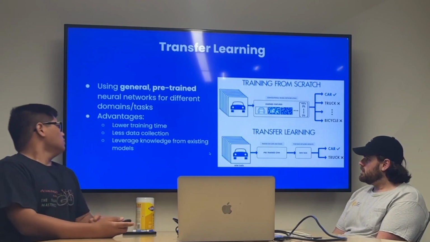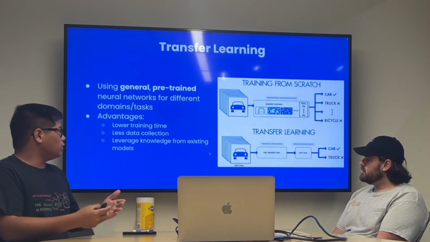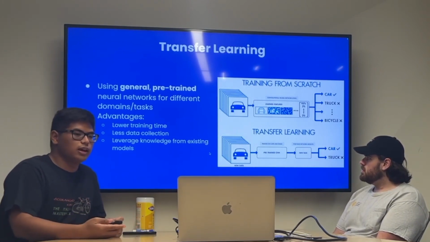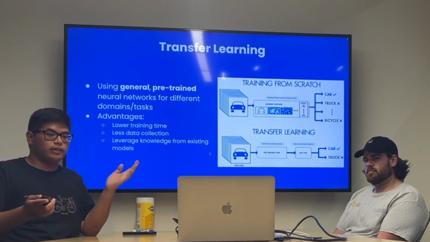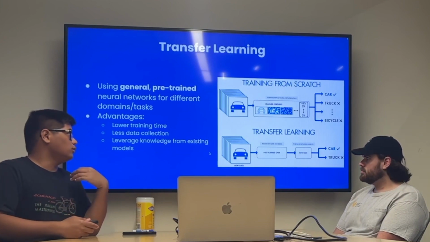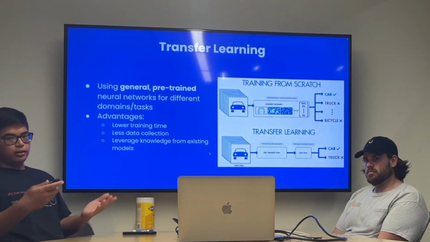And again, because of this, using the general pre-trained networks, you can utilize this knowledge that the existing models have already learned, and you don't need your own model to learn from scratch.